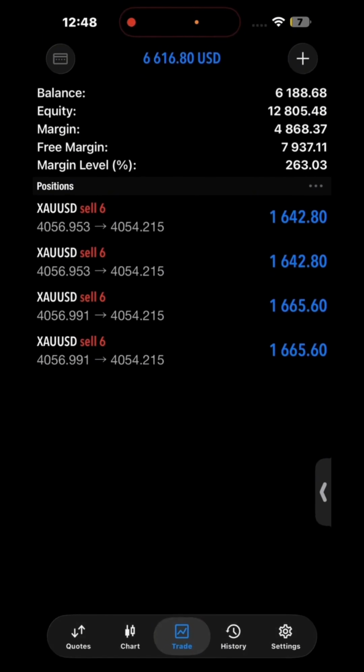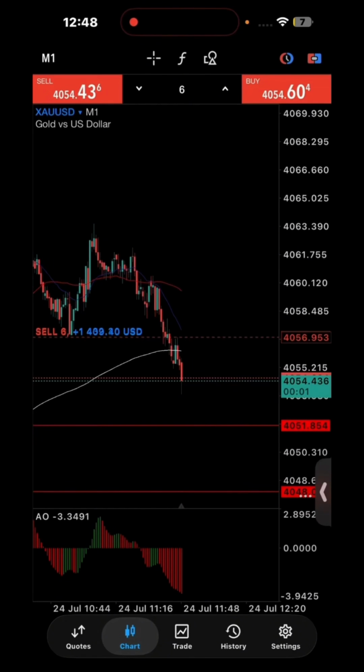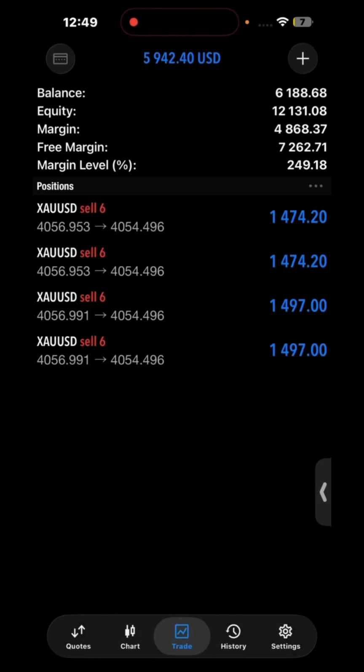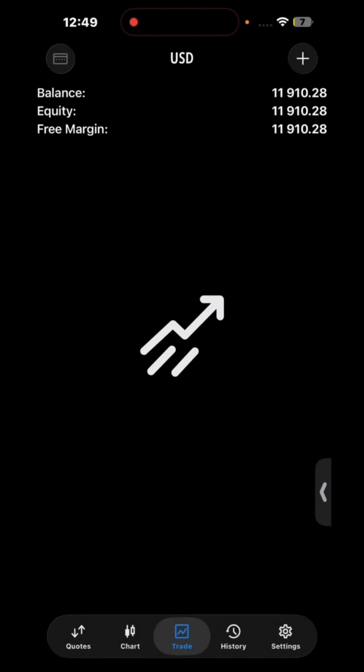And boom, we are up $12,000 right now. So look at the trade. It dropped massively, like it dropped properly. But it's pulling back now, and I would need to go close this trade quickly. Okay, so I need to go and close this trade quickly. So I've closed the trade at $11,910.28. This is nice. So we have crossed the $10,000 mark.